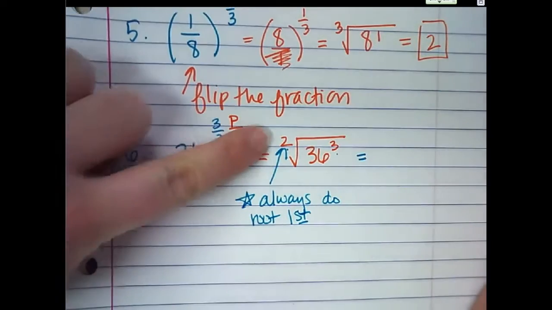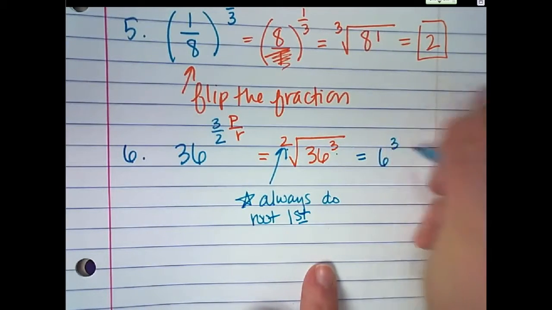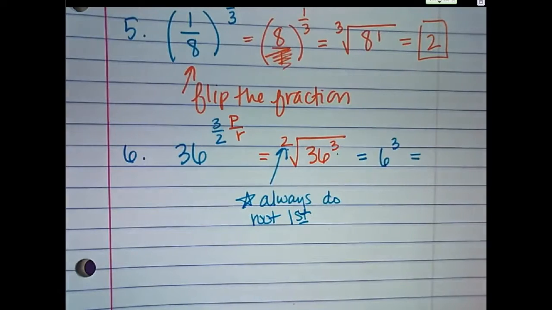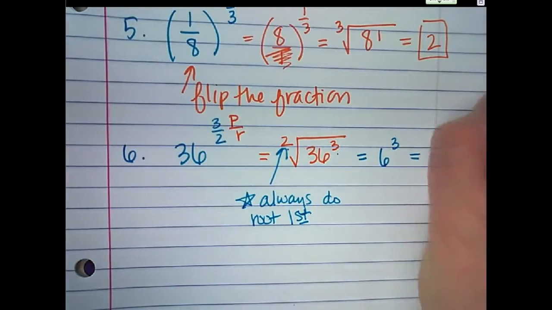So if I take the square root of 36, I get 6 to the 3rd, and what is 6 to the 3rd? It's over there. 216.